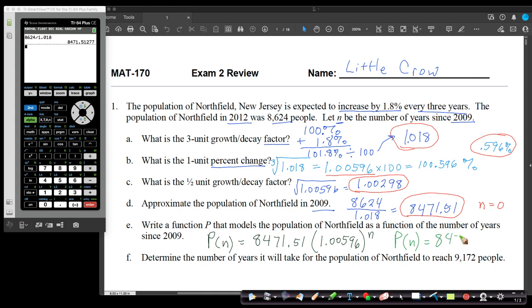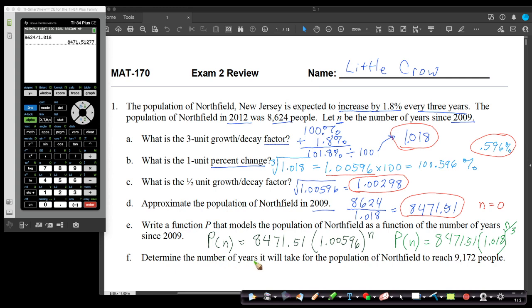So 8471.51, same starting value, but we can now use the 3-year factor, 1.018, but our exponent is not just n, it's n divided by 3. And that's the 1/3 power that we're using to find the 1 year. So I prefer to keep everything standardized, so that my base factors are always 1-year growth rates. And that's the way we do it.